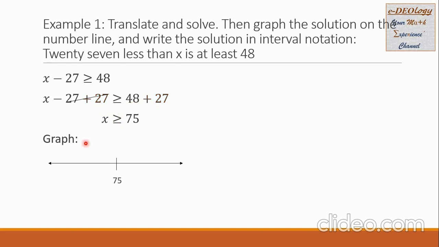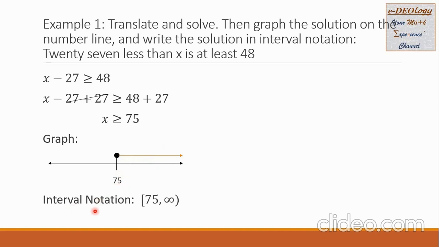For our graph, we're going to write the number line, put the 75 on the graph, and check again our inequality. The inequality suggests all numbers greater than or equal to 75. So our solution set is 75 itself and all numbers greater than 75. So it will be like this: all the numbers on the number line that are on the right of 75, and that includes 75.